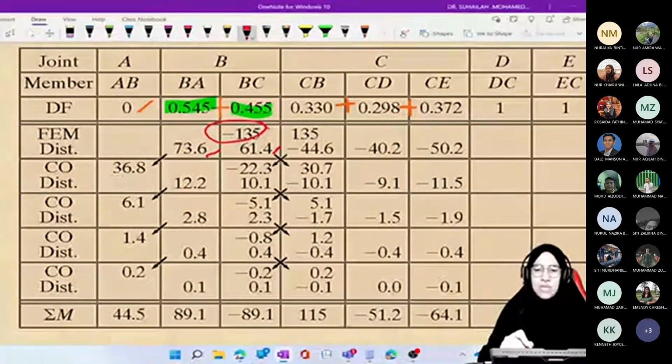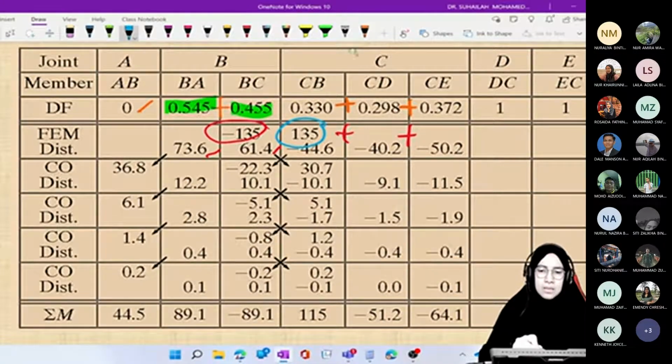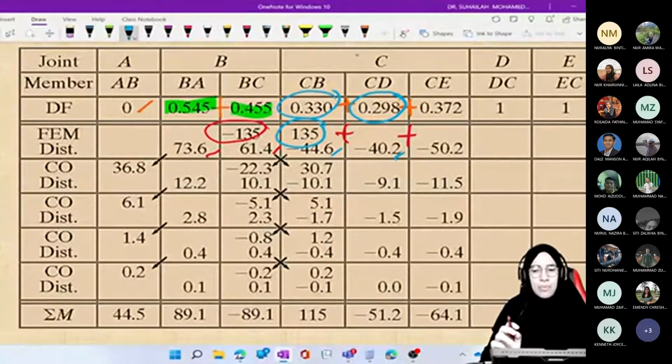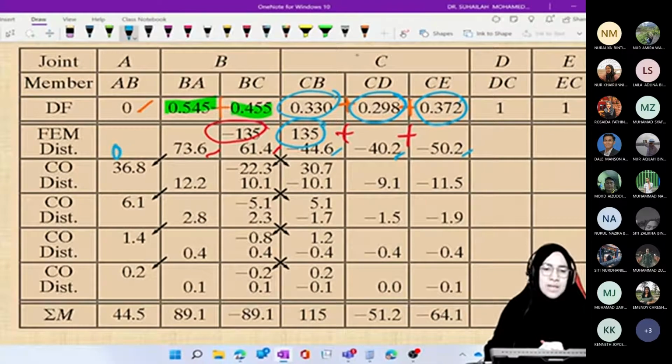Then for joint C, we have negative 135 plus this and plus this, the total moment at joint C. So we distribute into 3. It is negative 135 times 0.33, we get negative 44.6, and then negative 135 times 0.298, we get negative 40.2, and then again negative 135 times 0.372, we get negative 50.2. Okay, so we carry over to A, the factor is 0.5.